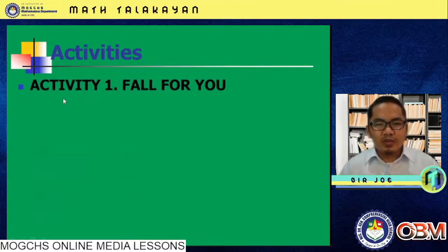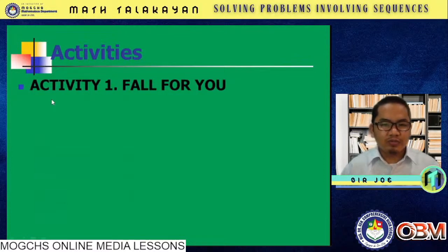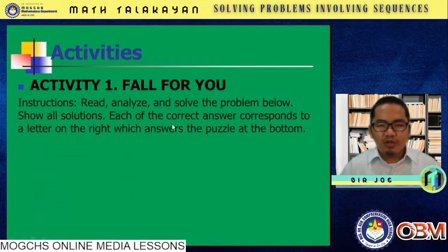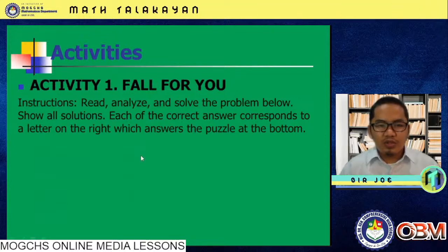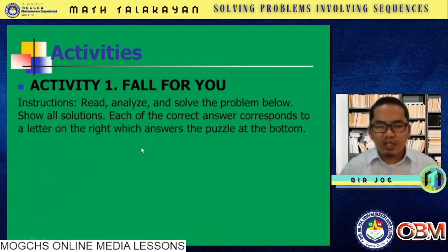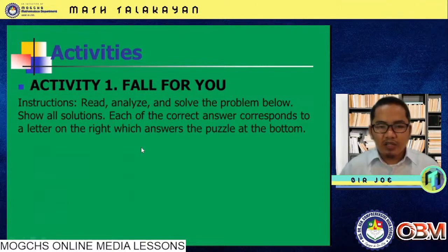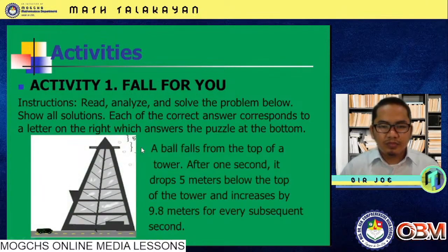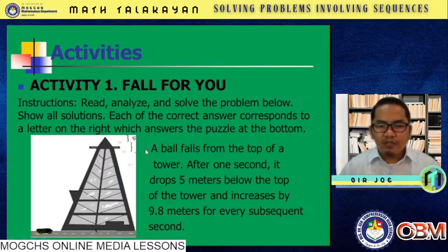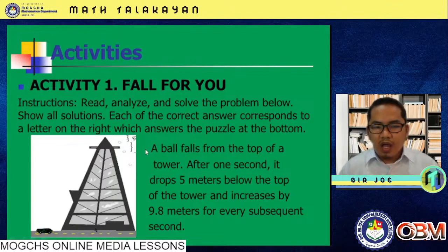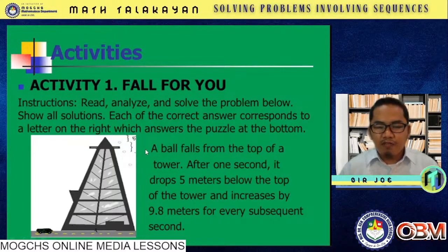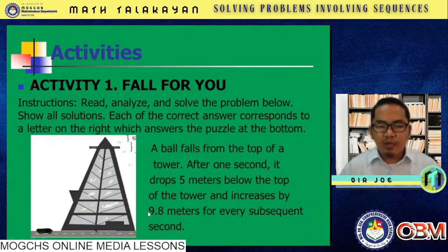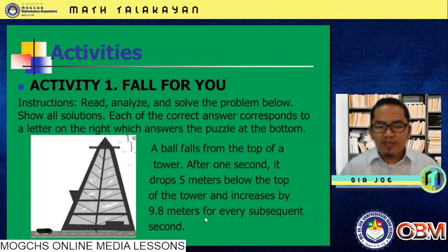We have activity 1, which is called All for You. Read and analyze and solve the problem below. Show all solutions. Each of the correct answers corresponds to a letter on the right which answers the puzzle at the bottom. A ball falls from the top of a tower. After 1 second, it drops 5 meters below the top of the tower and increases by 9.8 meters for every subsequent second.